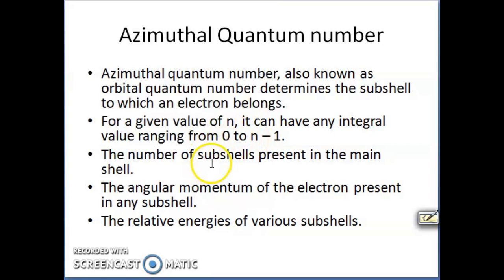It also helps us find the number of subshells present in the main shell. Based on the principal quantum number, we can tell about the subshells present in each main shell. The angular momentum of the electrons can also be determined with the help of the azimuthal quantum number, and it gives us information about the relative energy of the various subshells.